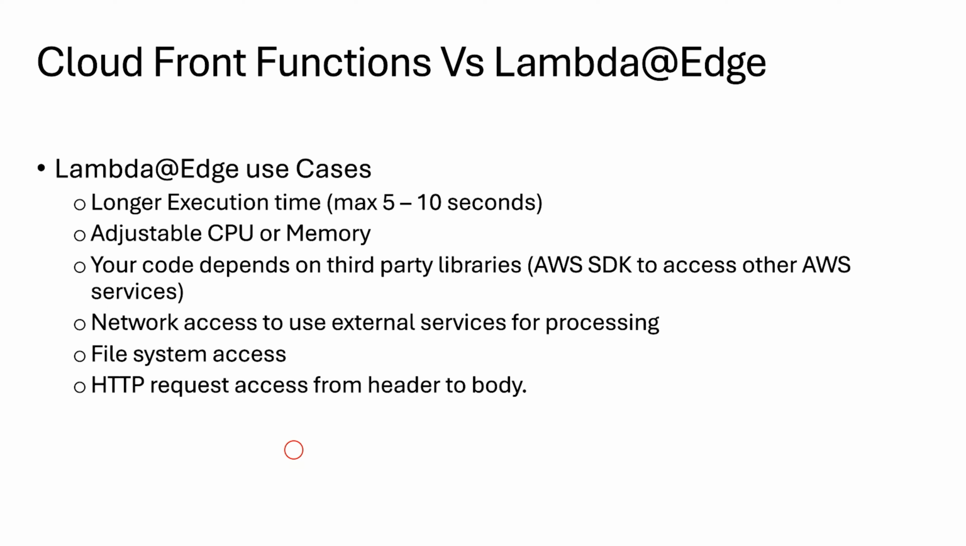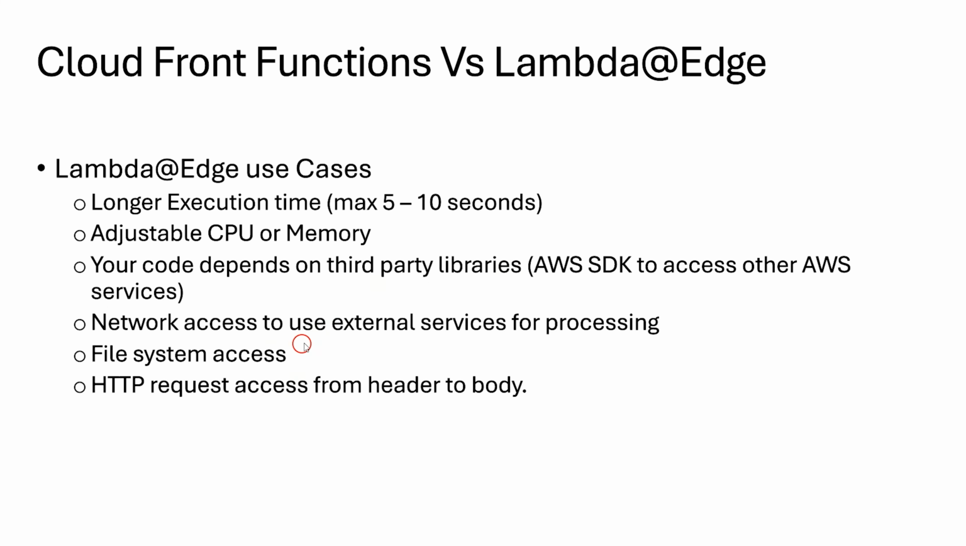And also, since it's a separate AWS service, you get adjustable CPU and memory. The third point is your code depends on third-party libraries like the AWS SDK to access other AWS services. So here you can do some heavy stuff. For example, you call your AWS Lambda, and the Lambda could call SQS or SNS. Like that you can integrate with other AWS services and do huge processing for your edge customization and send back the response to the edge location. You can do service integrations also.